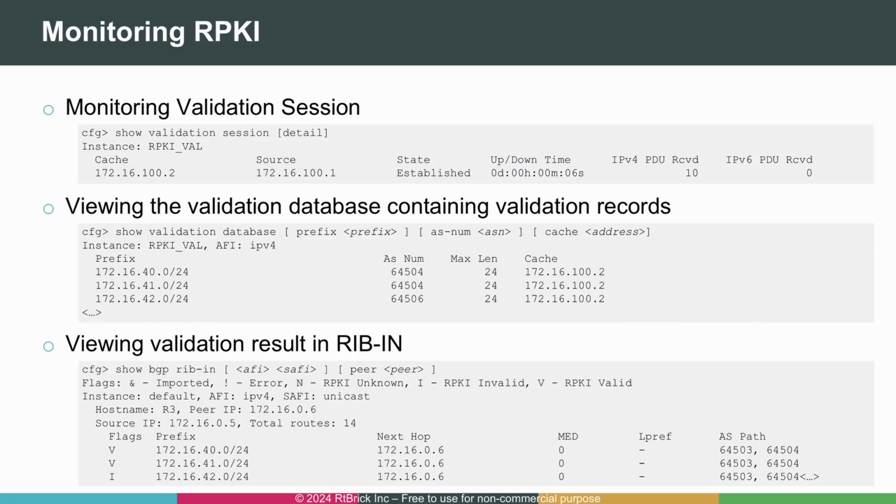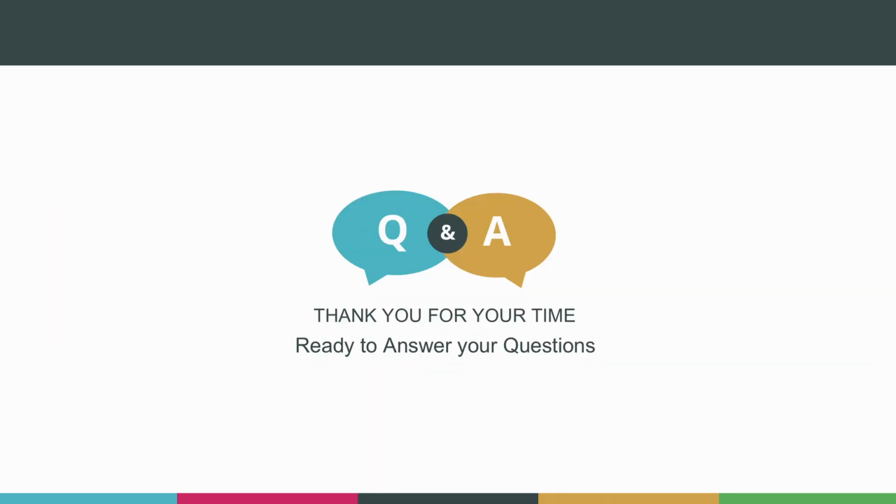You can monitor validation sessions using the show validation session command. The ROA database downloaded from the cache can be viewed with show validation database. And finally, you can verify the validation state of received prefixes using the show BGP RIB command. This brings us to the end of BGP Part 2.